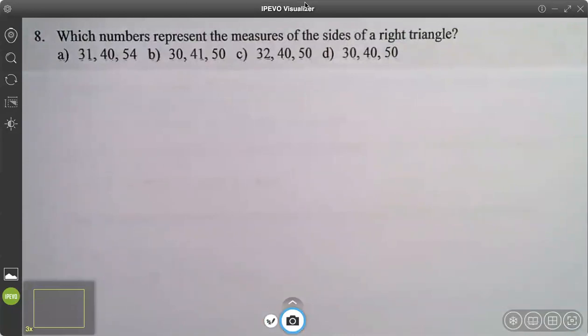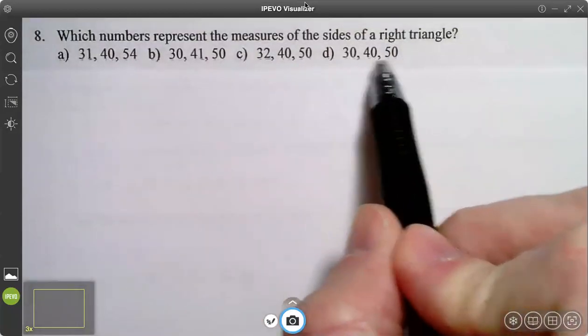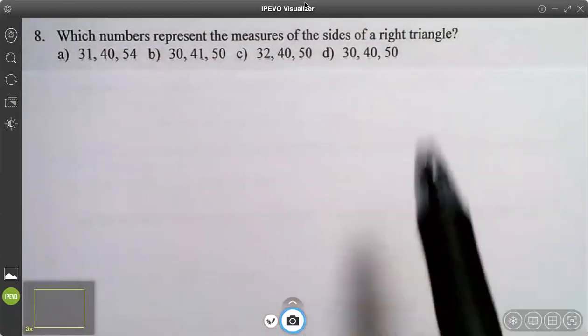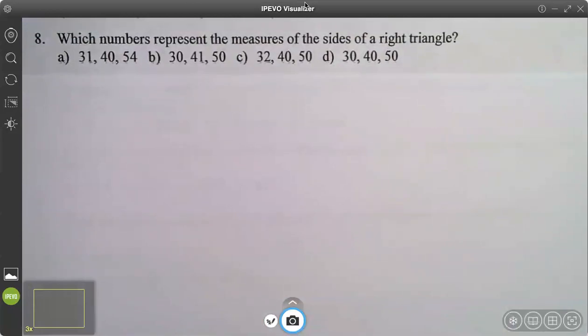However, I don't have to plug these in, because I know 30, 40, 50 is 3, 4, 5 times 10. It is a Pythagorean triple. So the answer is D. Pythagorean triple, 30, 40, 50. 3, 4, 5, all multiples of 10.